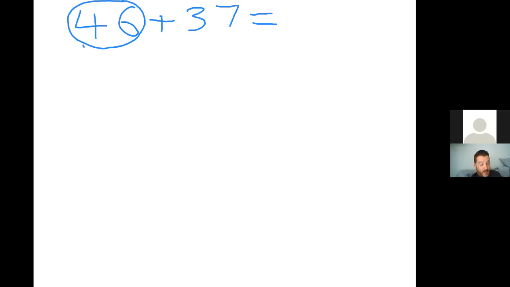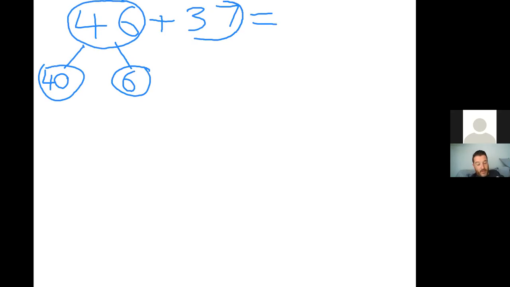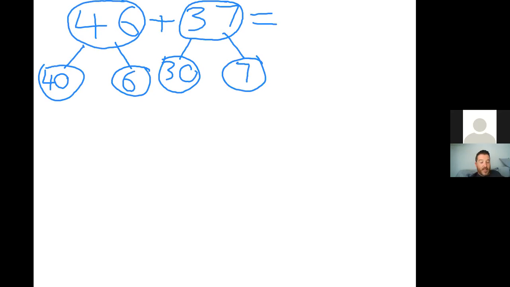So 46, well, that's got a 4 at the start. We know that that 4 means 40, don't we? And it's got a 6 as its second digit, which we know is 6 ones. Then we've also got 37, which has got a 3 at the start, which means it's 30, and a 7 as its second digit, which means 7 ones. So we've got 40 and 6 and 30 and 7. Again, you might be able to do that in your head.